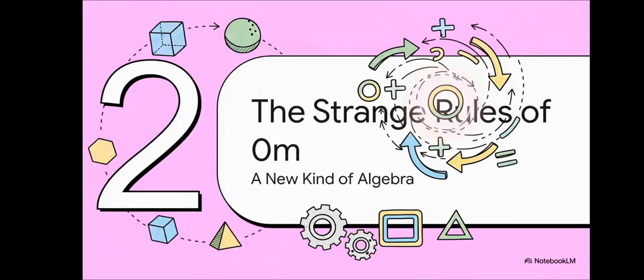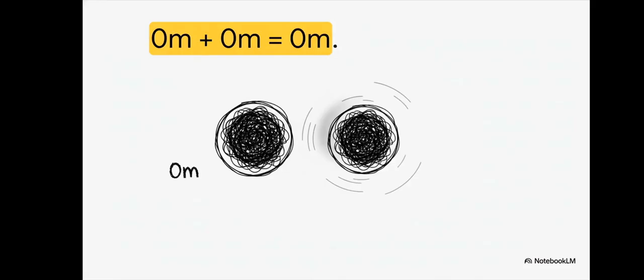Now, to really get our heads around 0m, we can't just define it. We've got to see how it acts, how it plays with other things. And just like any other number or symbol, it's got its own unique algebra, a set of rules that are, frankly, pretty weird compared to what we're used to. Let's start with rule number 1. If you add a present absence to another present absence, you don't get two of them. You just get the same present absence.